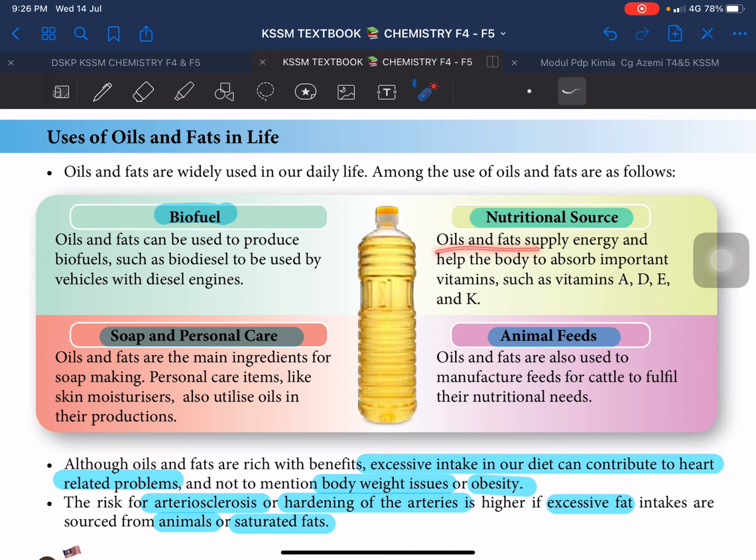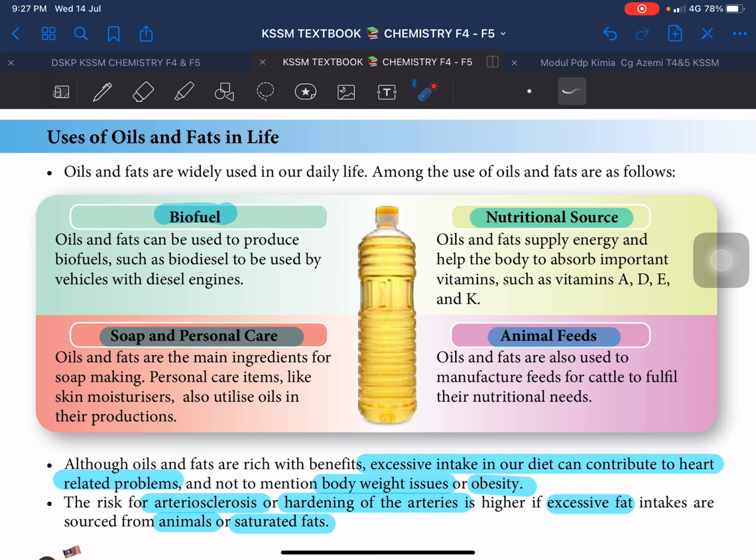Oils and fats supply energy. You cannot go without eating meat either. And they help the body to absorb important vitamins such as A, D, E, K, like I mentioned earlier. Remember, if you eat too much of vitamins A and D and your body has no oils and fats, it becomes toxic. Water cannot absorb this. Only fats and oils can absorb A and D.